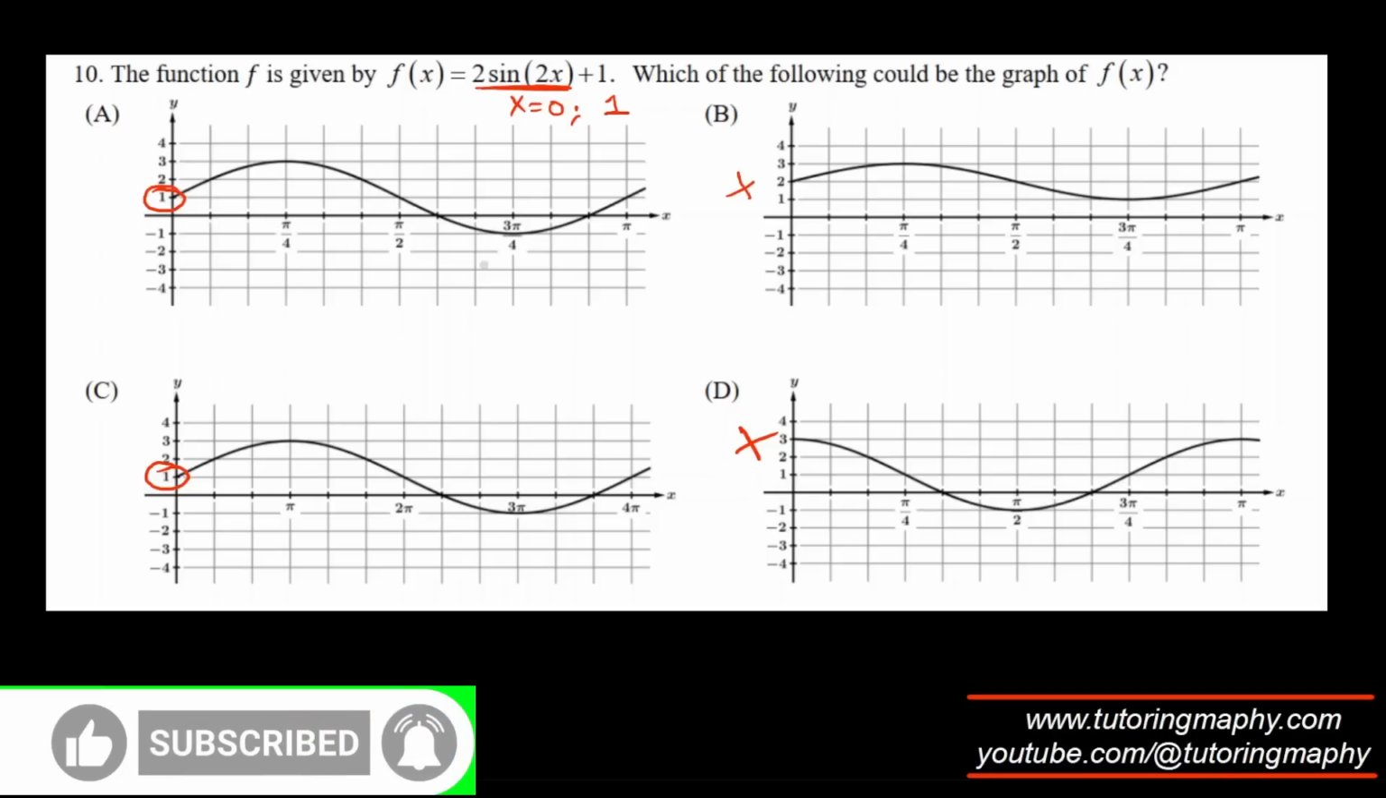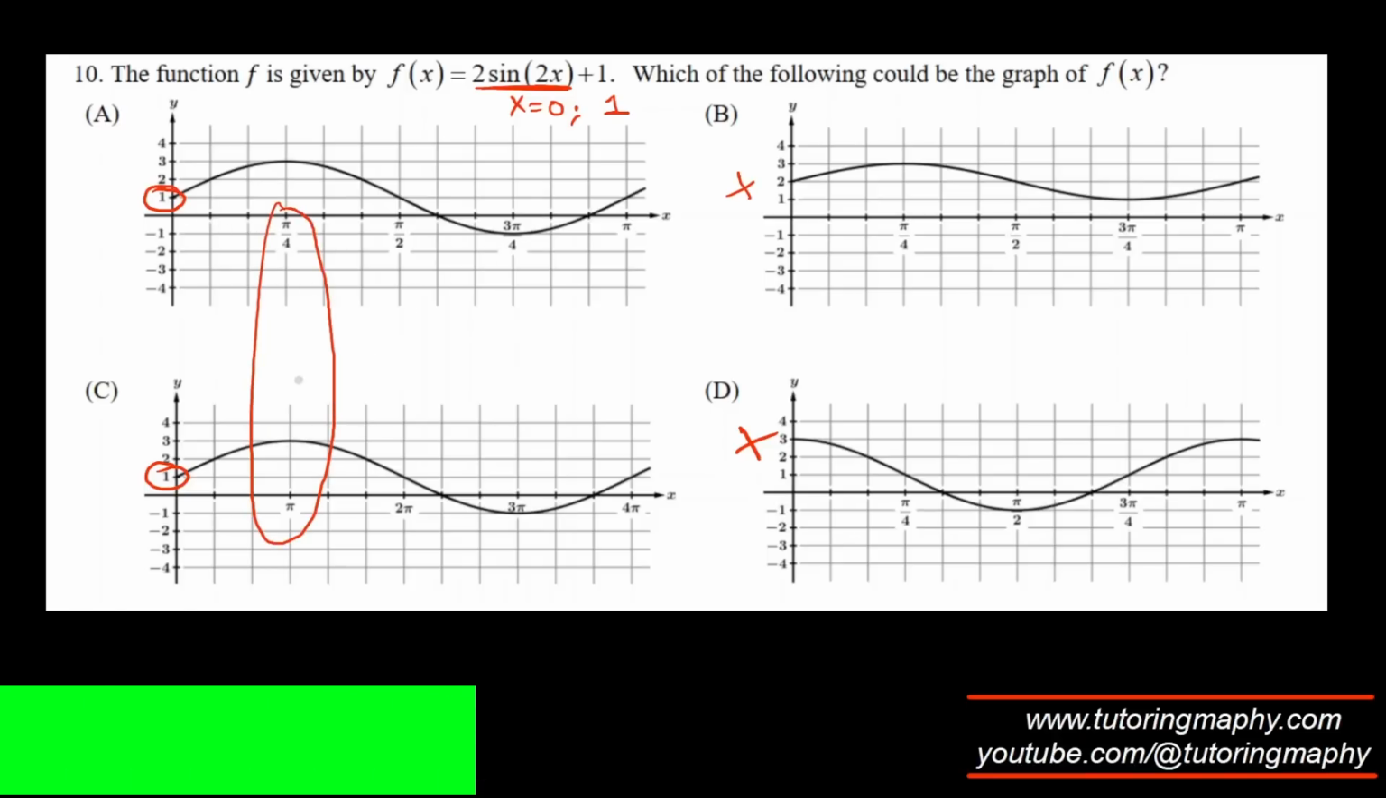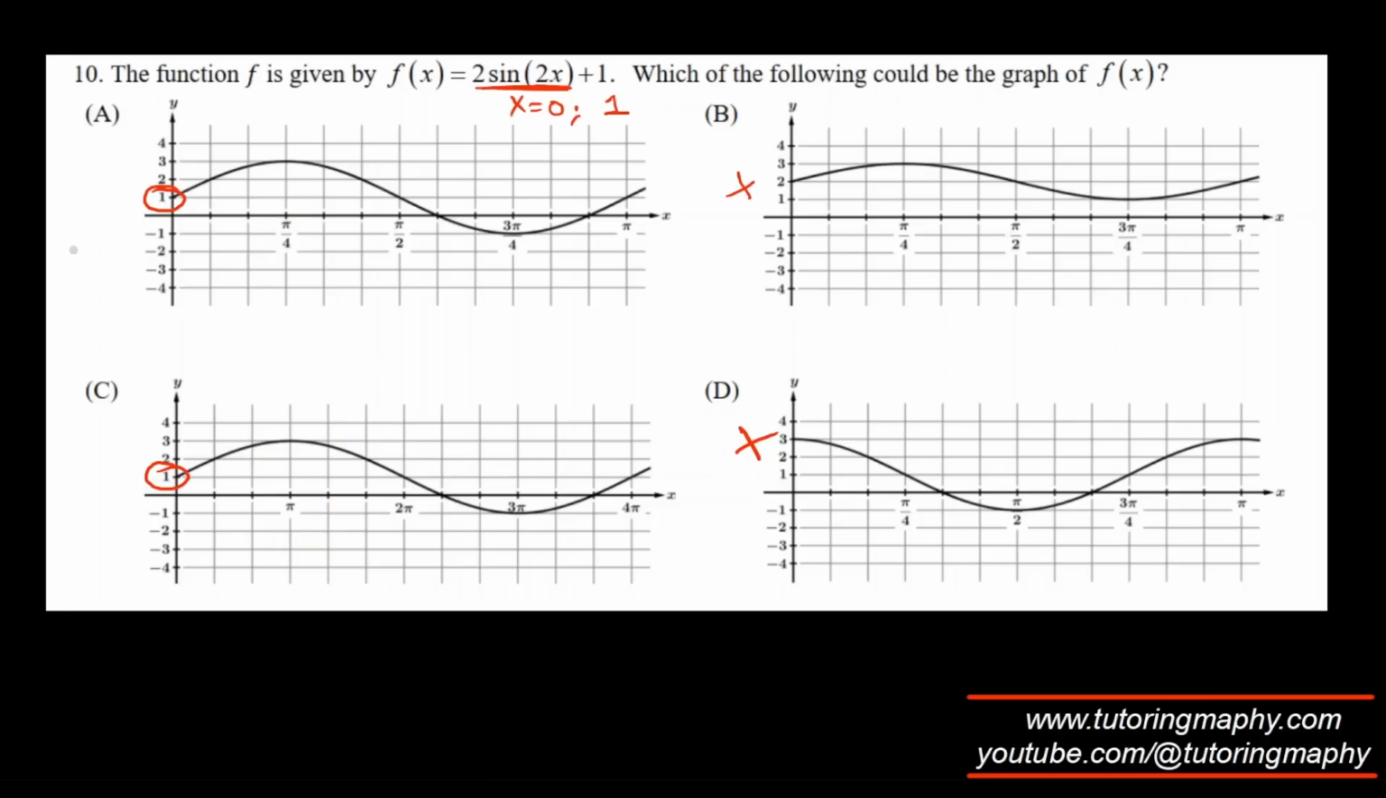And I think the period differs for both, because this is pi over 4, this is pi. So this one has a period of clearly pi units, and this one has a period of 4 pi units. The question has a period of 2 pi over B. B is 2, so 2 pi over 2 is just pi. So pi is over here, so it has to be option A. That is the correct choice.